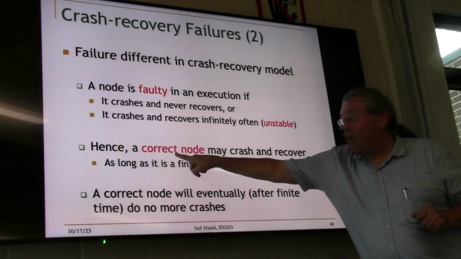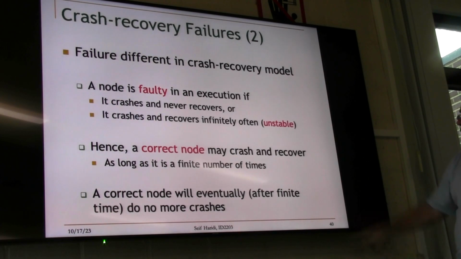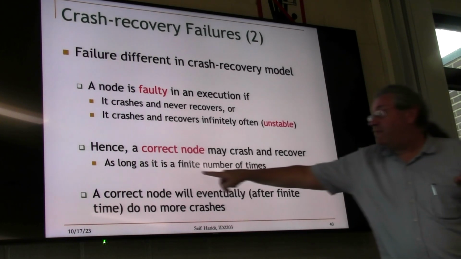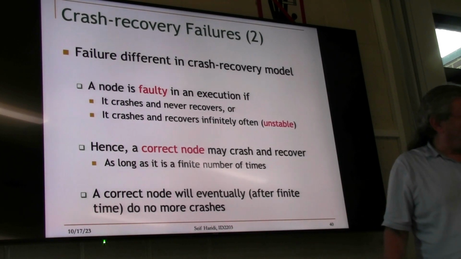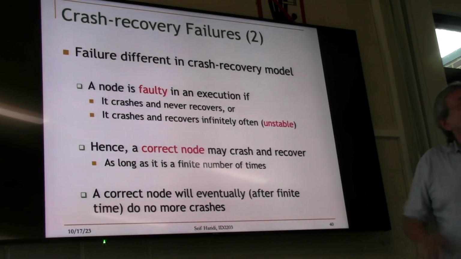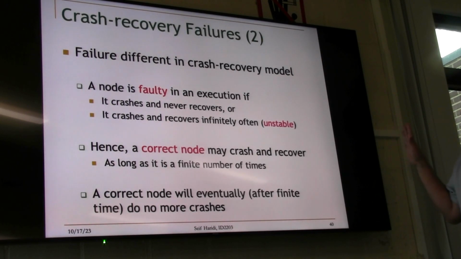So a node is correct if it crashes and recovers only a finite number of times. Okay? That is what a correct node is. For example, if my system crashes and it reboots, that's not something that happens every 10 minutes. It just happens occasionally, for example, the battery is exhausted or something. And then it reboots and we're good. And the node that does that is considered correct. Okay?